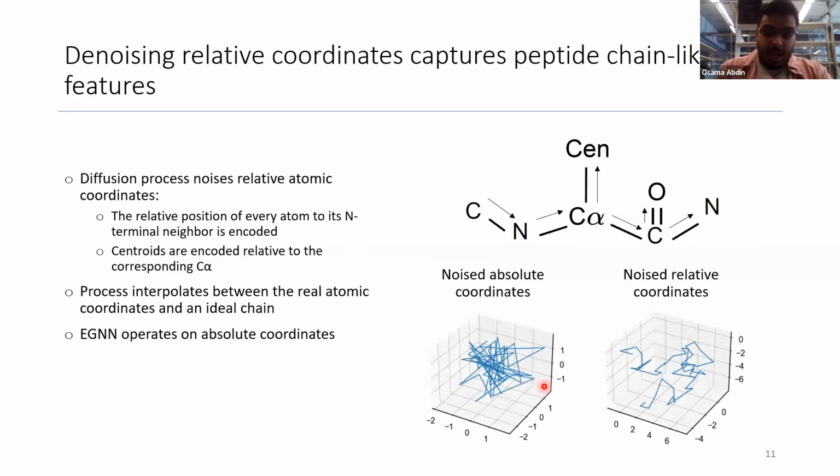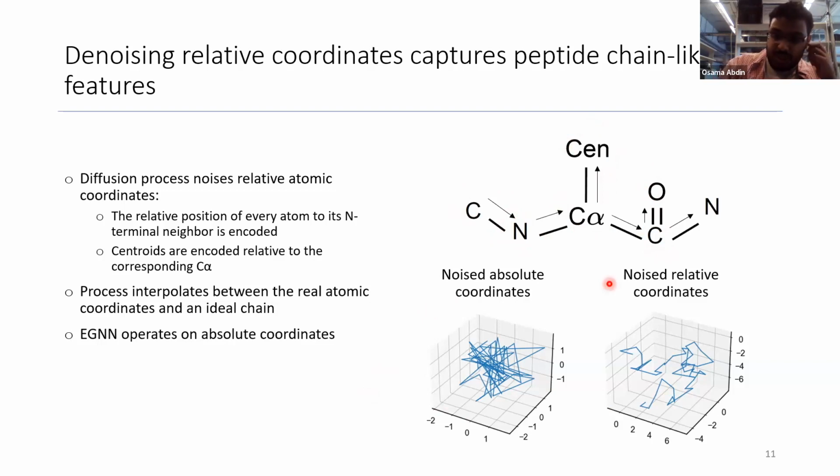So beyond altering the model to allow for more efficient generation, there's also a notion of including an inductive bias within the actual process being modeled to make it easier for the model to learn peptide positions. So instead of noising and denoising absolute coordinates of atoms, we instead noise and denoise relative coordinates of atoms. Each atom's position is encoded relative to its N-terminal neighbor, with centroids encoded relative to the C alpha and oxygen atoms encoded relative to their bound carbon. And these relative vectors are noised and denoised.